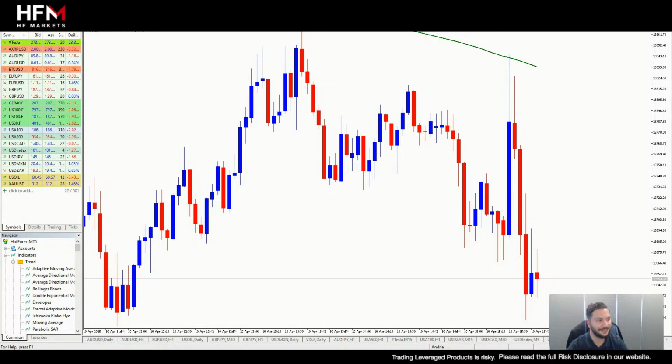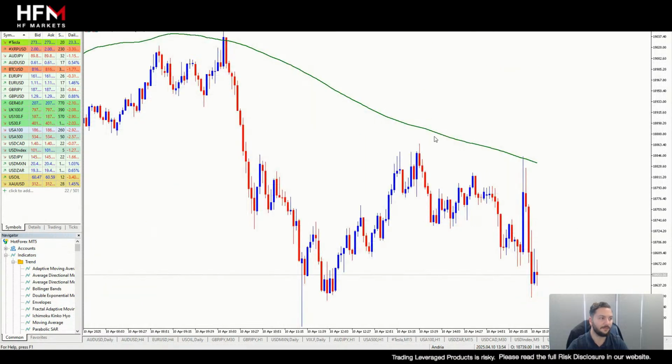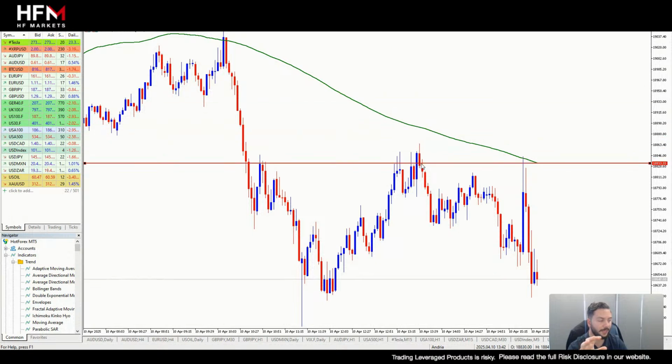Now, we're still below the 200 bar moving average here, ladies and gentlemen. This is a 200 bar moving average on a 3-minute time frame. So that gives us a bias of downward price movement. If it increases above here, there's two indications. Number one, we've got a bullish breakout.